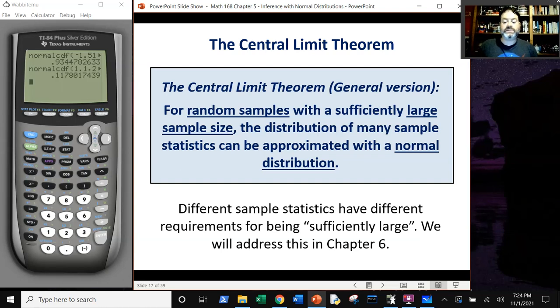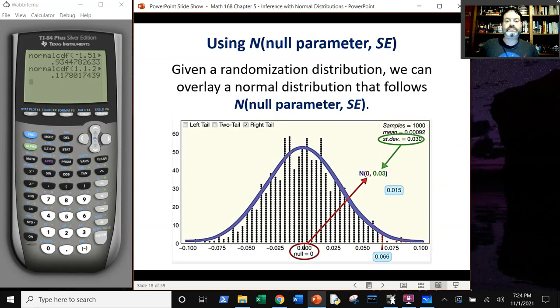And we will see in Chapter 6 what sufficiently large means. For now, we're not going to worry about that. So you can see here's a picture of a randomization distribution with a normal distribution overlaid on top.